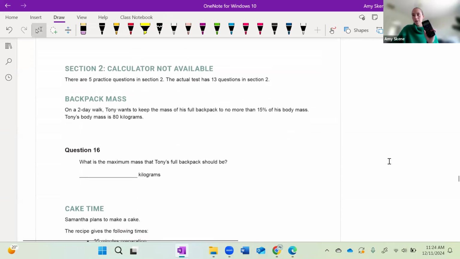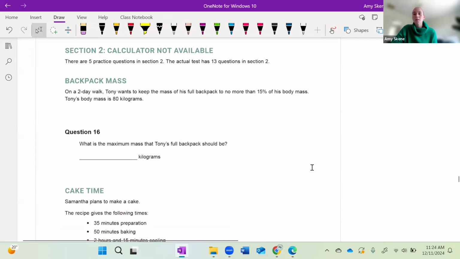Section 2, calculator is not available. So you are no longer allowed to use your calculator. It must go away. All right, in this, there's 5 practice questions. The actual test has 13 in section 2.